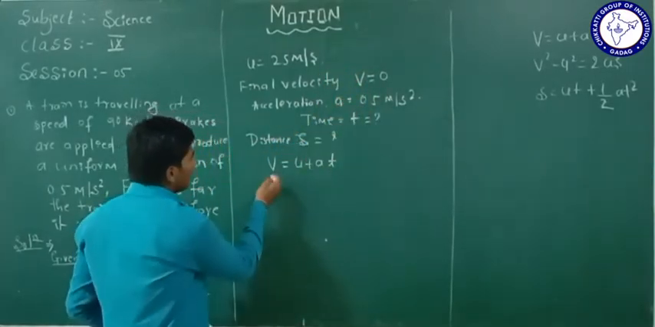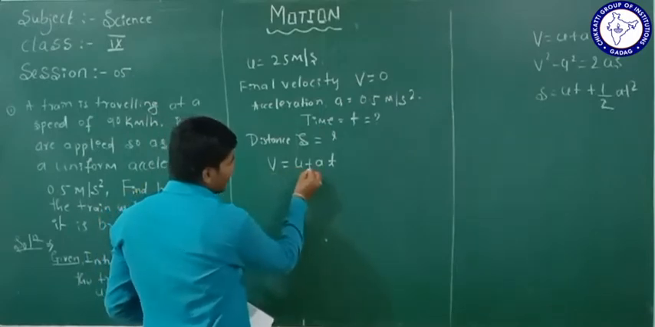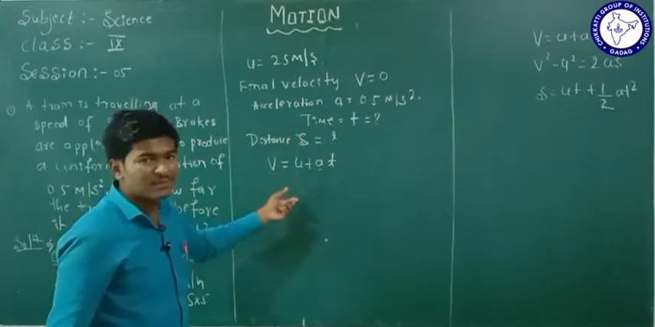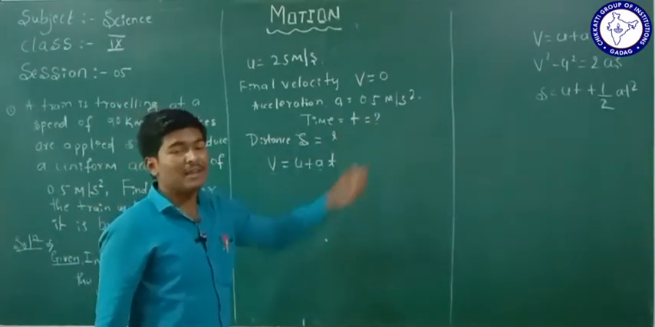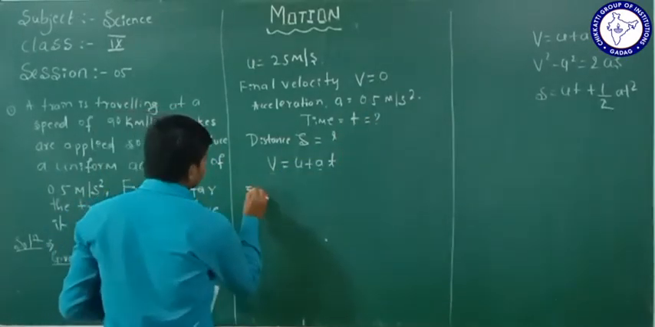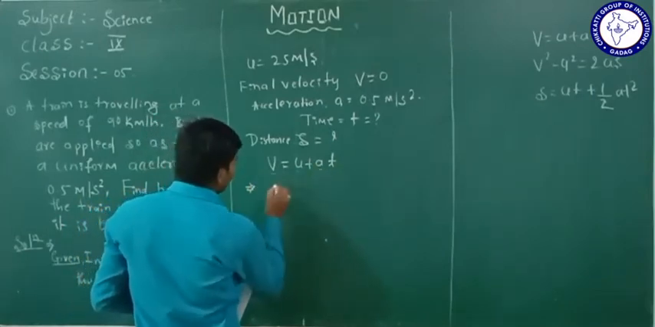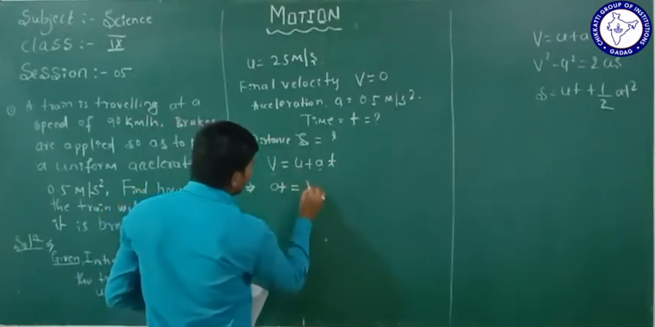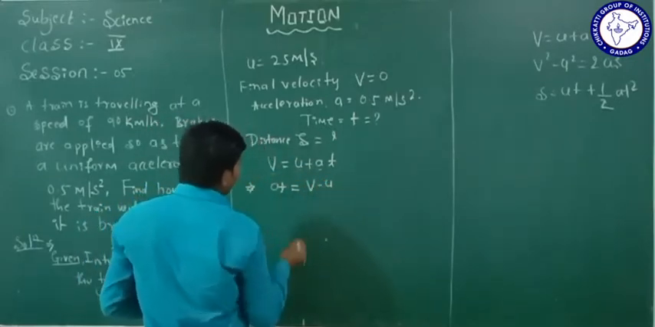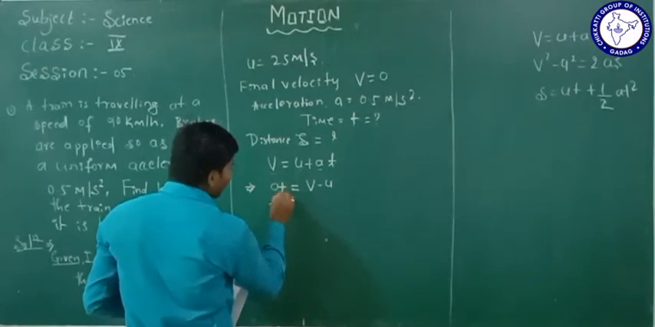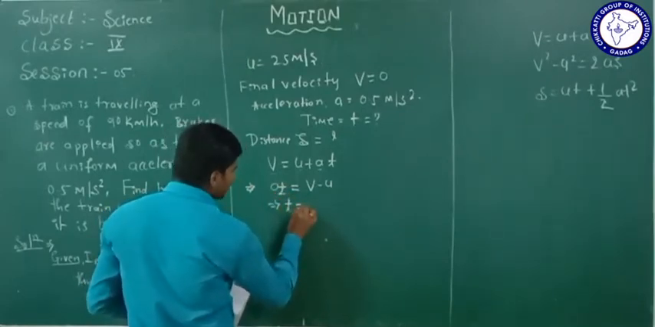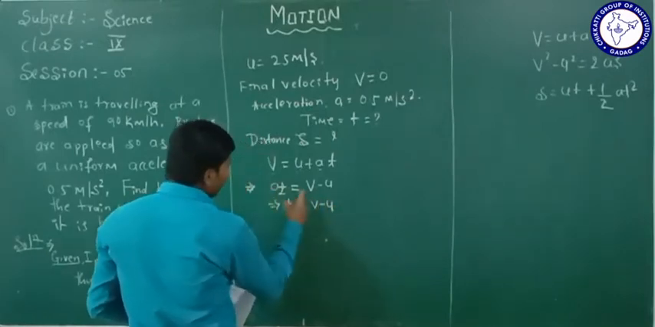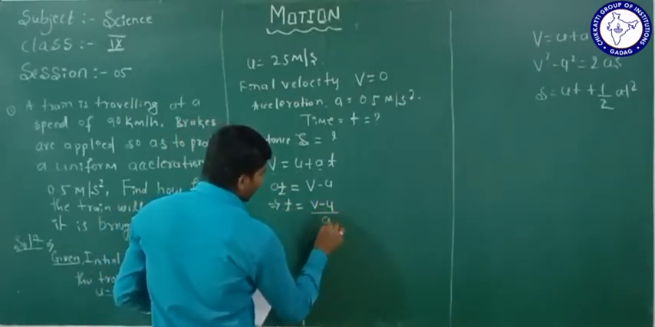That is, we know here final velocity, initial velocity and acceleration, these three are known. So that's why I am taking this expression to find out the time t. See here, it implies at is equal to, this u comes to this side, that is v minus u. We have to find out at here. Therefore t is equal to v minus u, divided by a.